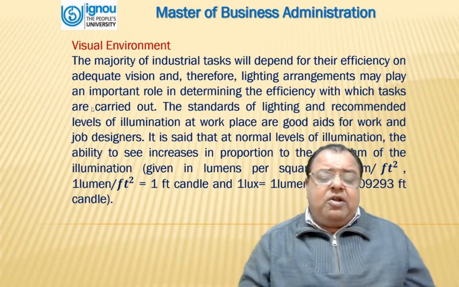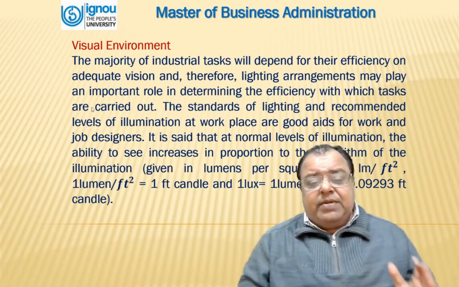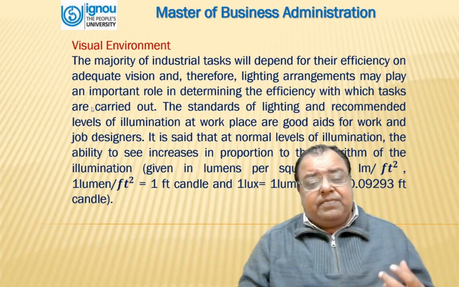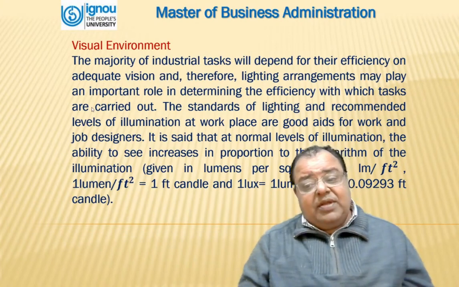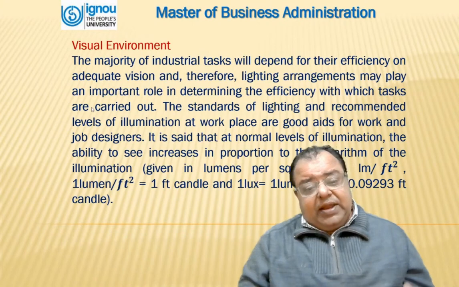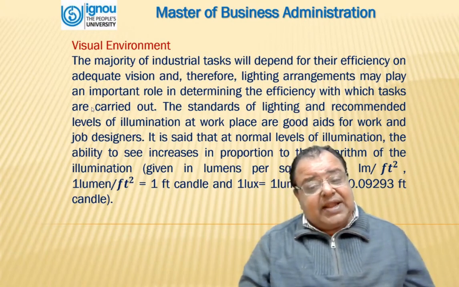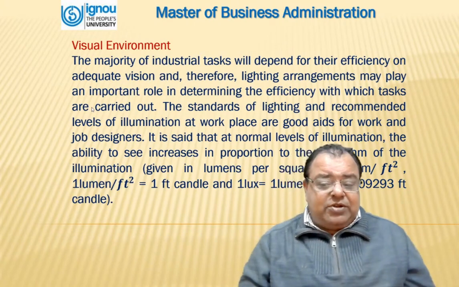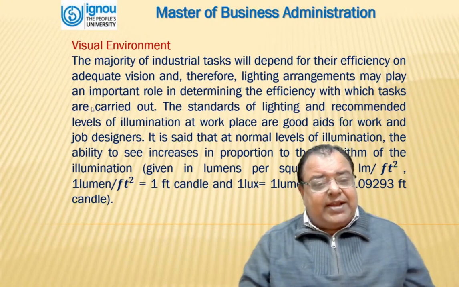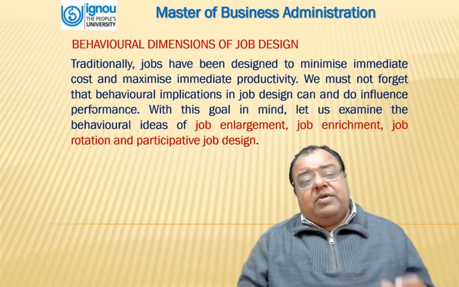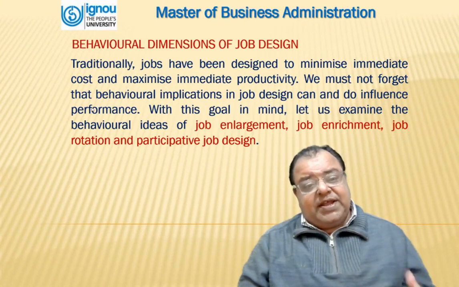It is said that at a normal level of illumination, the ability to see increases in proportion to the logarithm of the illumination. Illumination is basically given in terms of lumens per square foot, that is lm per ft squared, or one lumen per square foot, which is one foot-candle, or lux, that is, lux is one lumen per meter squared, which is equal to 0.0923 foot-candle.